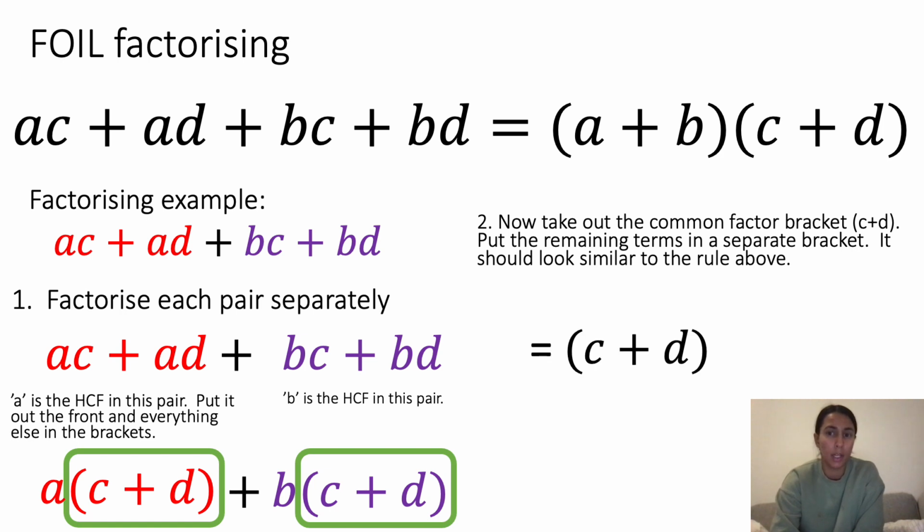I'm going to put C plus D out the front, and then I'm left with A plus B out of the brackets. So my second bracket will be A plus B. You can see it's pretty much identical to this rule here. The only difference is we ended up with A plus B afterwards, but if you really want to, you can switch them around. That doesn't matter.